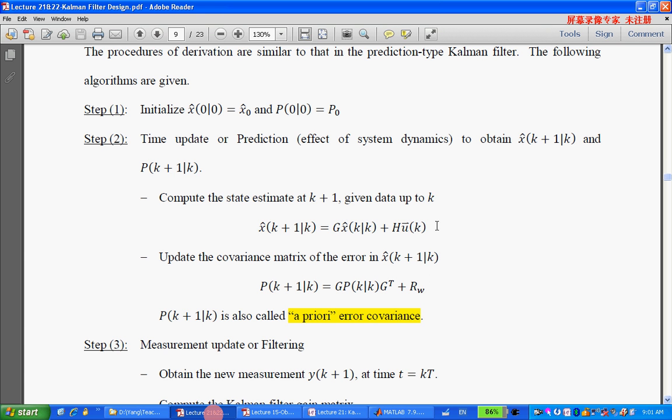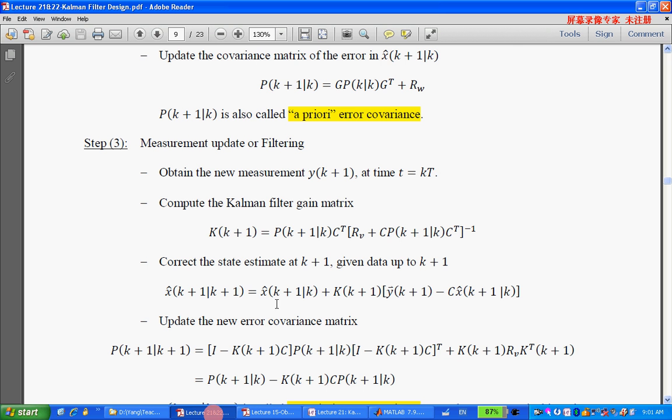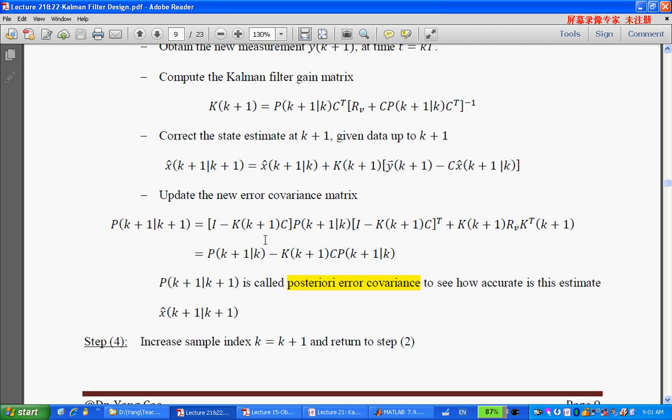Then you implement this and that. There are some names for these steps. This step is called the time update, or prediction. This part is the measurement update, or filtering. And the last step is to increment k, then go back and do it again.